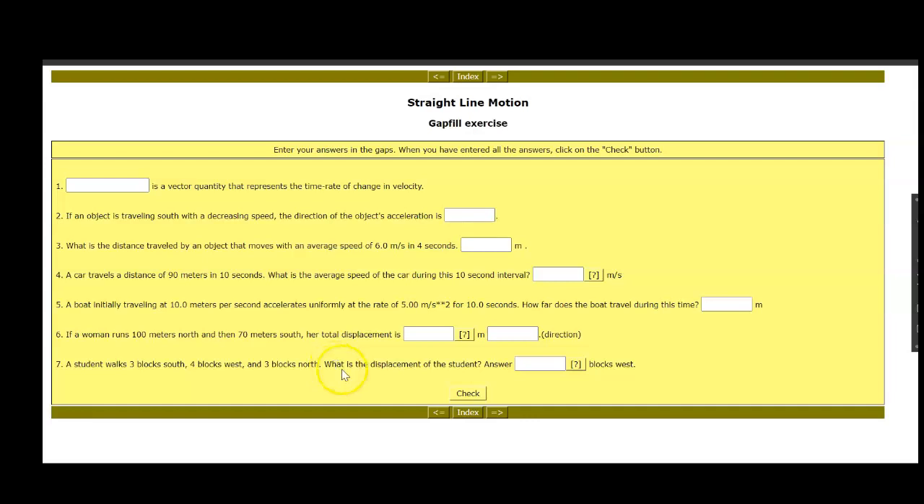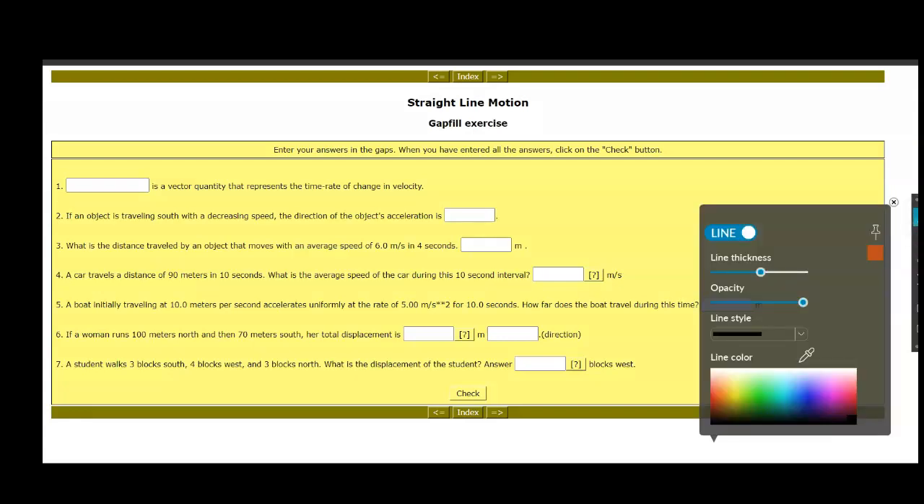Which number? Okay, 5. So, you know the strategy I talk about. Number 5: a boat traveling initially at 10 meters per second. So what I'm going to do if I'm taking that test is this. This is the acceleration. This is the time. And how far is the d?